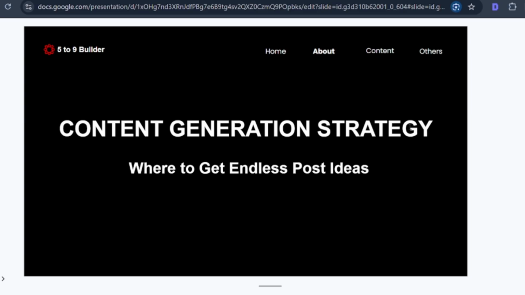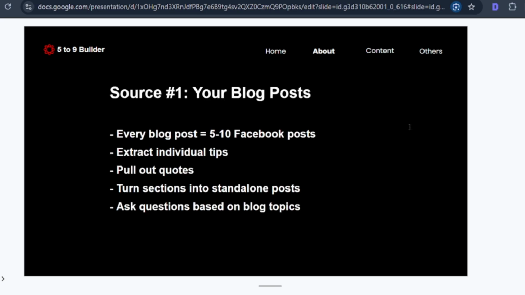Now let's look at content generation strategy. Quickly, this is very, very quick. You have to know where to get endless post ideas. Some people get exhausted of topics. They say, "I don't even know what to post again." No, there are so many ways you can get content ideas to post. So let's look at some of them.